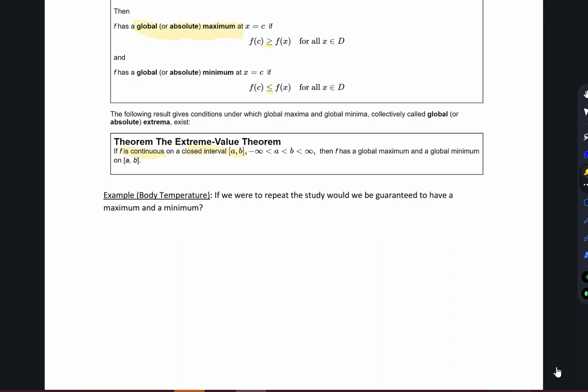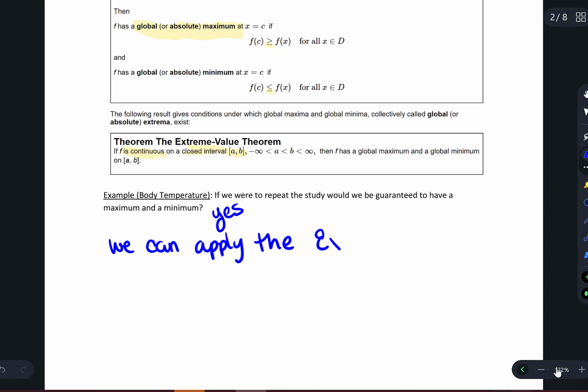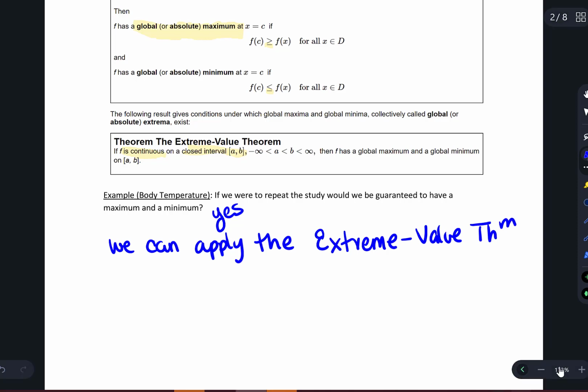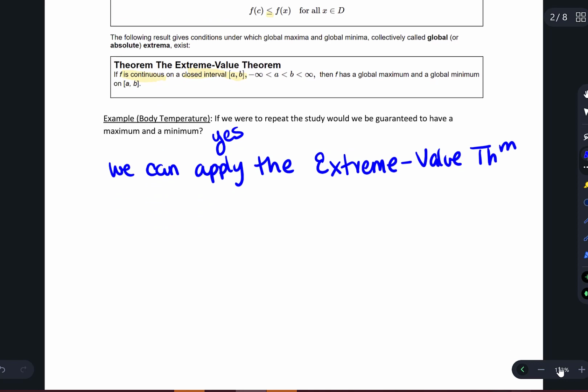And so if we go back and we think of that example of body temperature, if we were to repeat the study, would we be guaranteed to have a maximum and a minimum? And now, not only can we say yes, but we can say why. And so the answer is yes. We can apply the extreme value theorem. So how can we apply the extreme value theorem here?